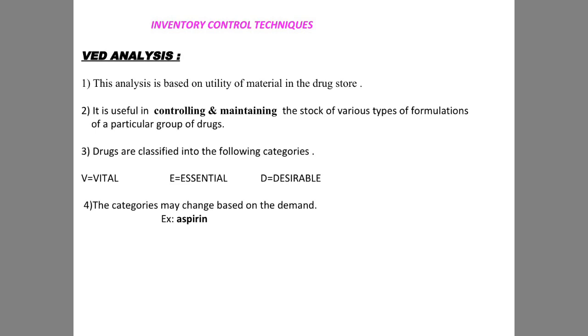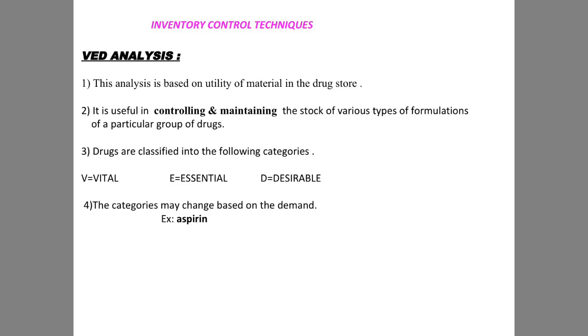Another is the VED analysis. This analysis is based on the utility material in the drugstore. It's useful in controlling and maintaining the stock of various types of formulations, and it falls into different classes. You have vital stock, which you can think about as things that we should always be carrying, like antibiotics. Essential stock, your fast movers, and your desirable stock, things that people do use that's in the top 200 drugs dispensed in a community pharmacy but may not be high demand.